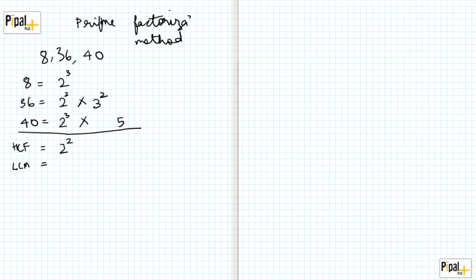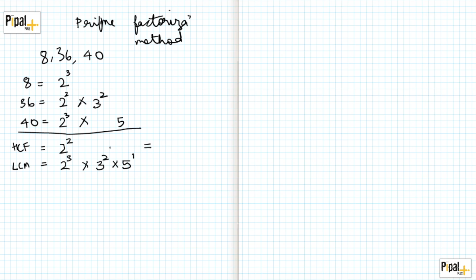Now for LCM, I'll write all of these numbers. So if 2 has occurred once, then I write 2. If 3 has occurred even once, I write 3. And if 5 has occurred even once, I write 5. So I write all of the 2 and 3 and 5 here. And now I pick the highest power for each. So highest power for 2 is 3. Highest power for 3 is 2. And highest power for 5 is just 1.